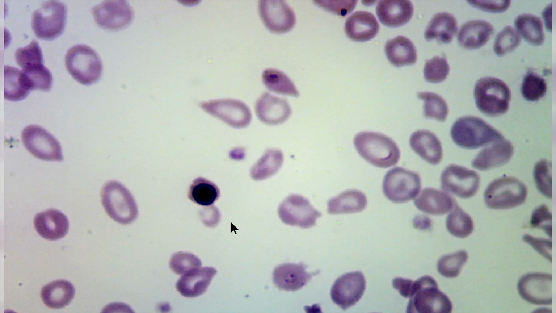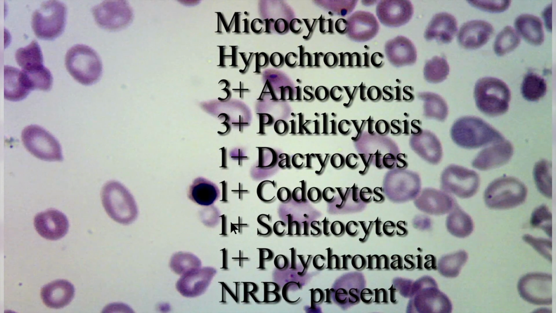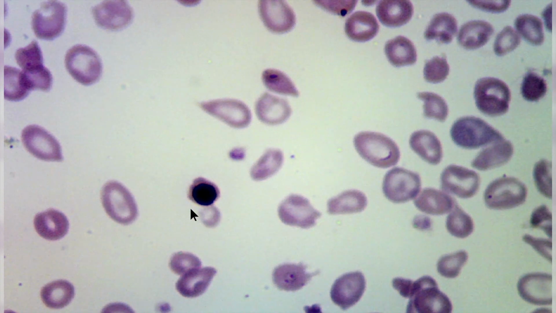So my final report will include 3 plus anisocytosis, perhaps 4 plus anisocytosis, 3 plus or 4 plus poikilocytosis, as well as 1 plus dacryocytes, 1 plus target cells, 1 plus schistocytes, and 1 plus polychromasia. I also will make a note of the presence of the nucleated red blood cells. When I do the white blood cell differential, I will actually count the number of nucleated red blood cells per 100 white blood cells and include that value in my final report.